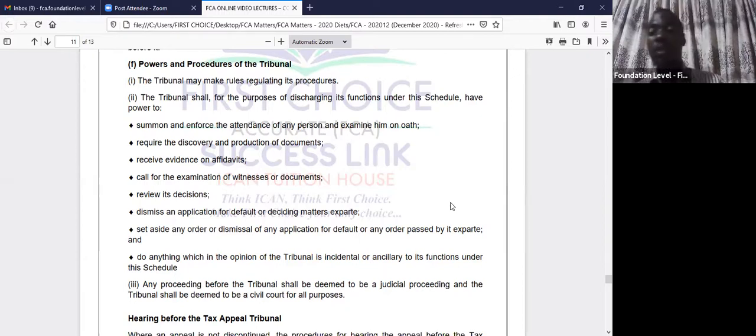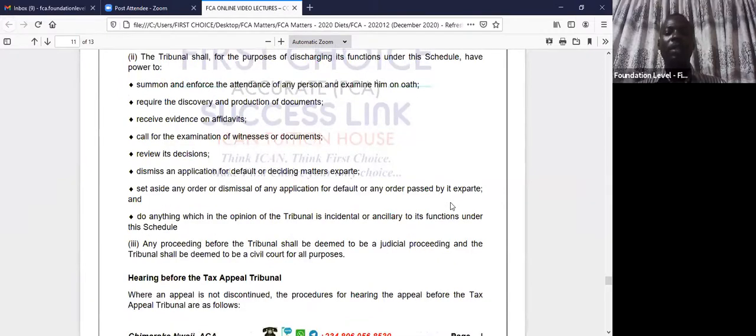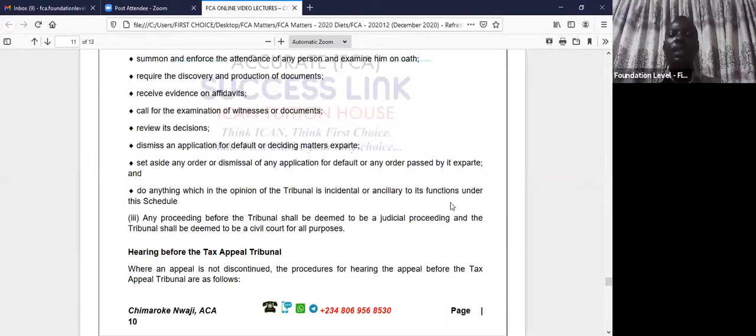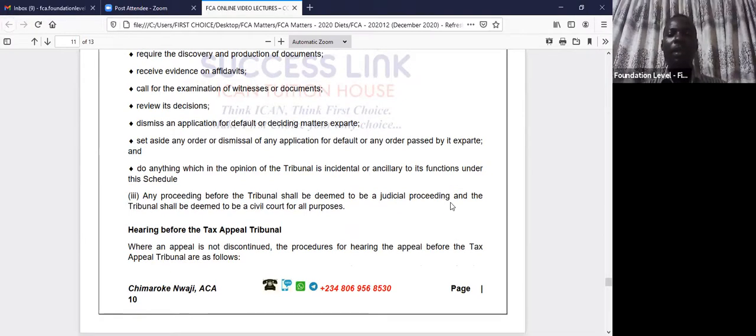They could even uphold it. So the tax appeal tribunal, in its judgment, can uphold the government, the tax authority, by saying, yes, your tax is good. They can reduce your tax or they can even cancel it. And you see, the judgment is seen as coming from the courts. Okay?